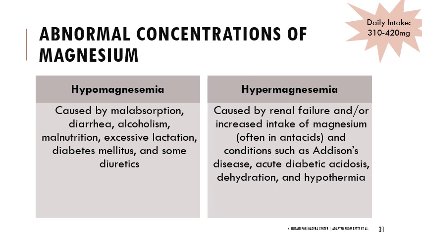Hypomagnesemia is caused by malabsorption, so not absorbing enough magnesium. It's also caused by diarrhea, alcoholism, malnutrition, excessive lactation, diabetes mellitus, and some diuretics. Hypermagnesemia is caused by renal failure or increased intake of magnesium, so through taking a lot of antacids. Other physiological or metabolic conditions like Addison's disease, acute diabetic acidosis, and dehydration, as well as hypothermia, can all cause hypermagnesemia.